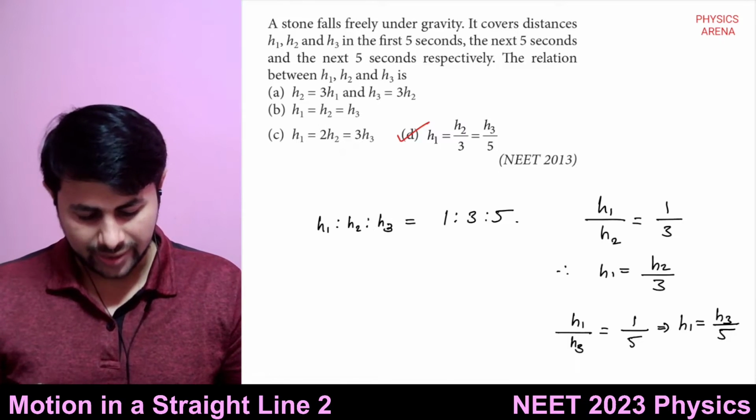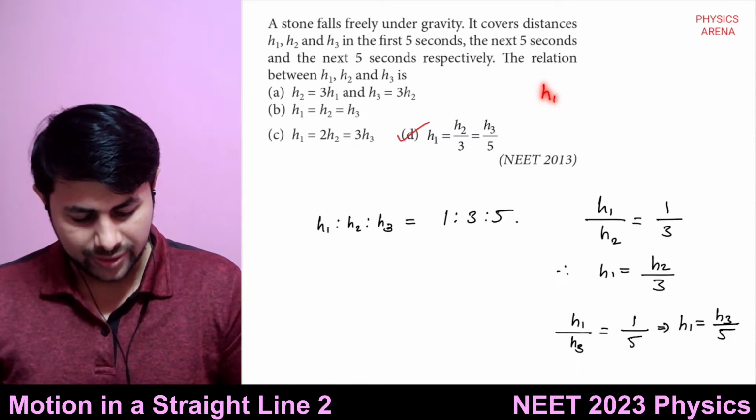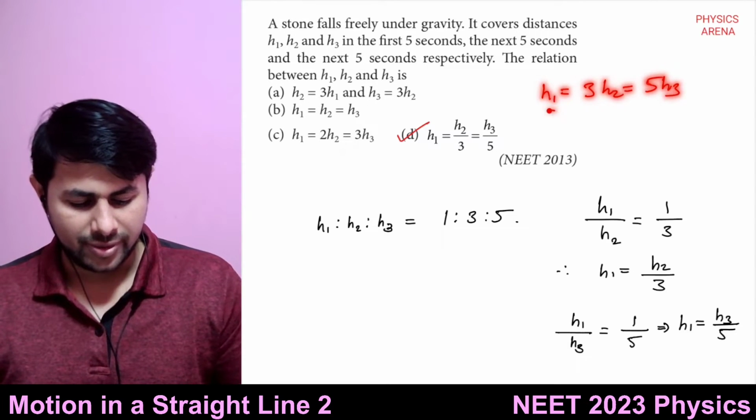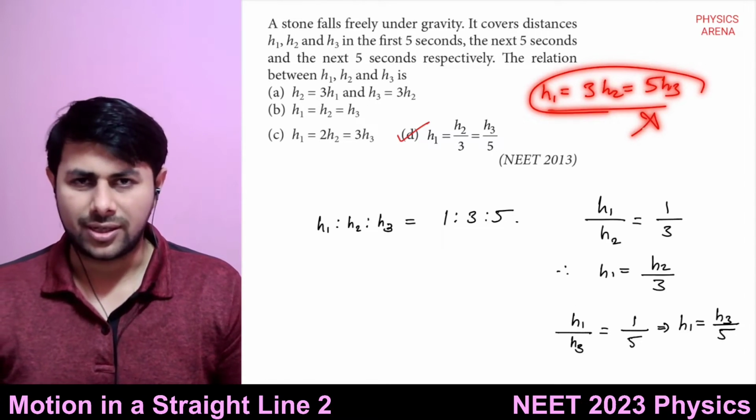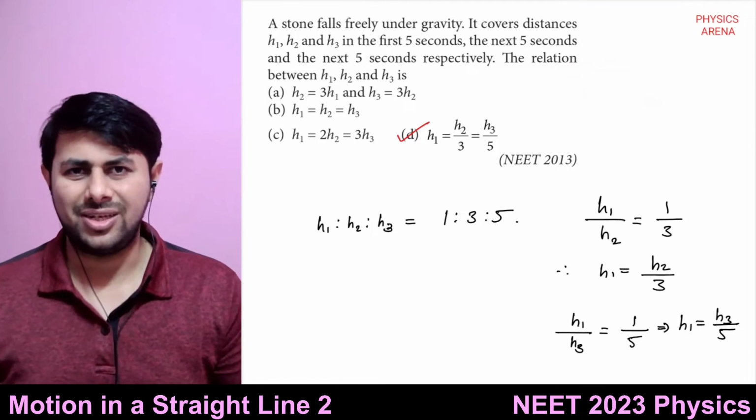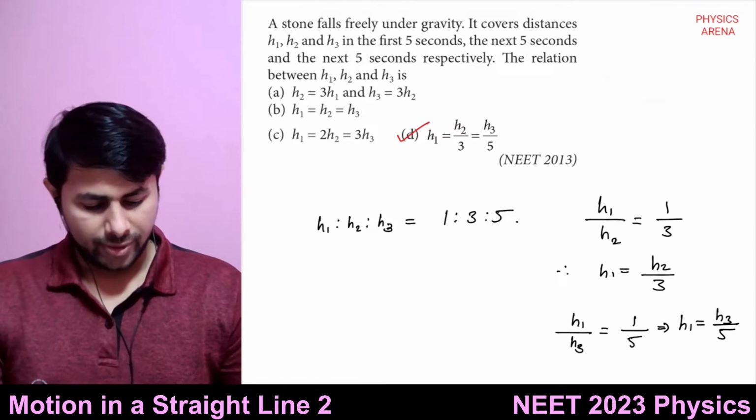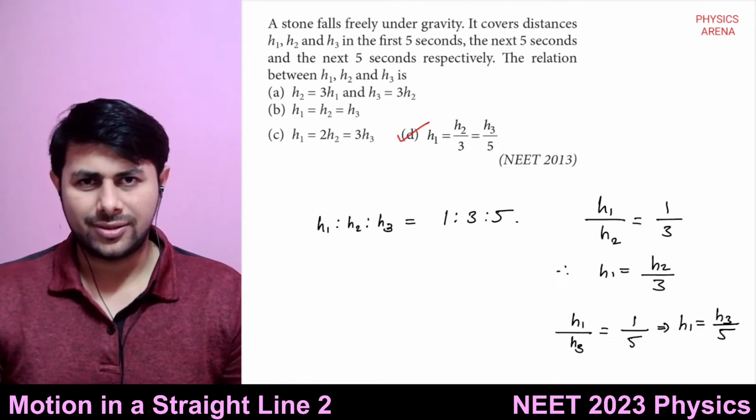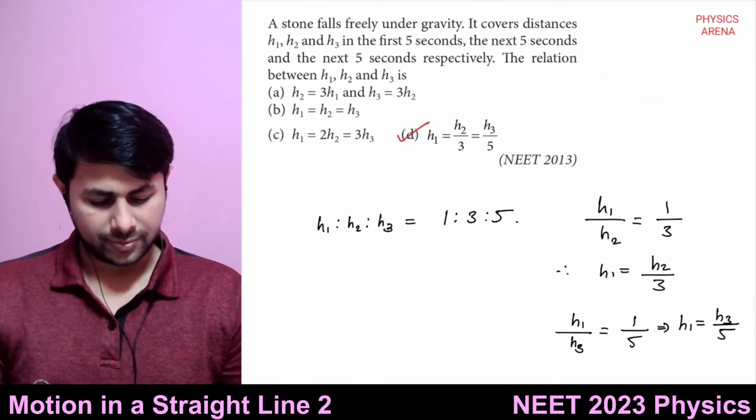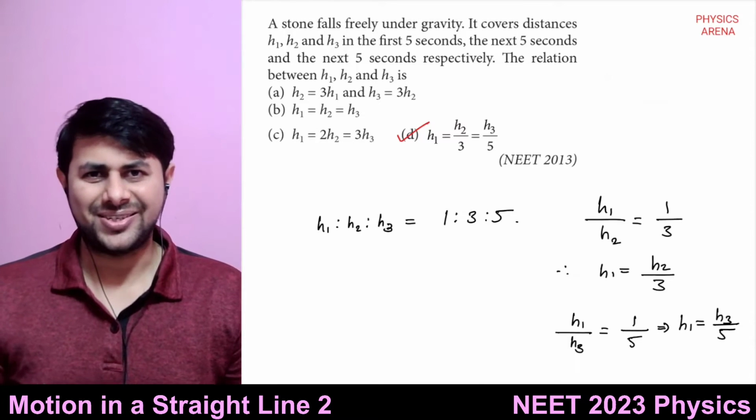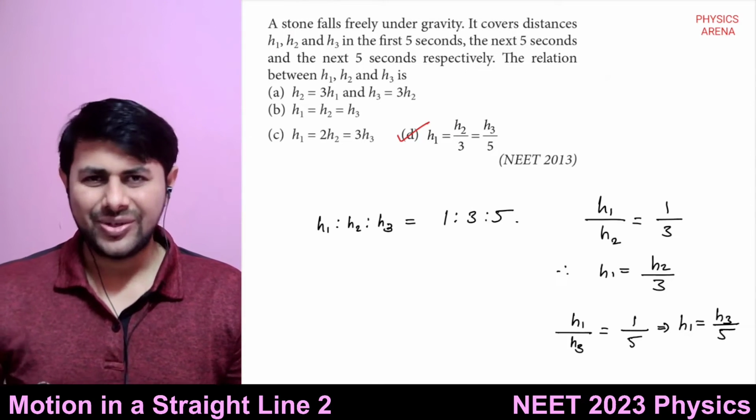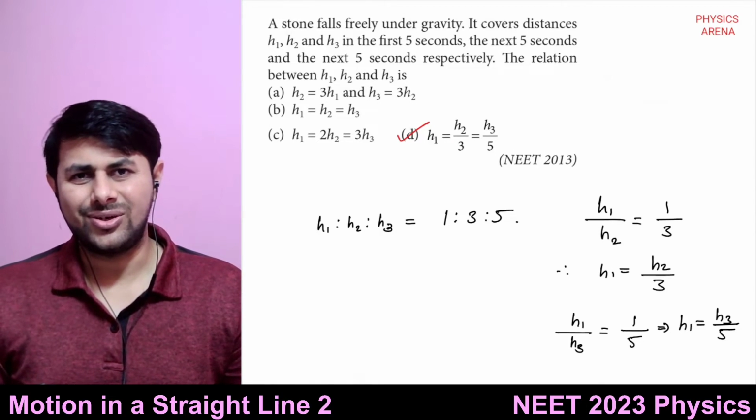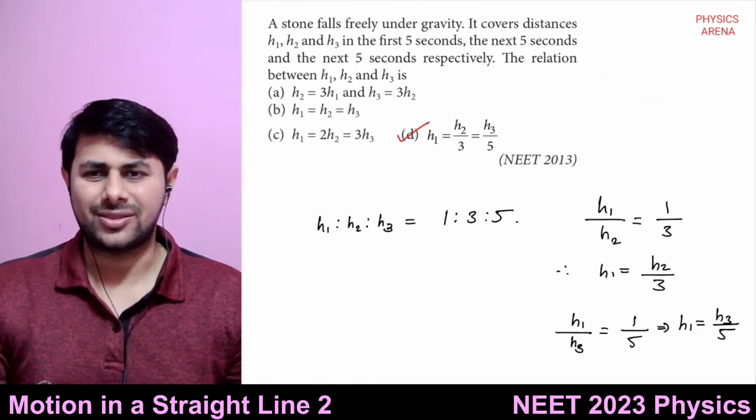if there is some option where h1 is equal to 3 times h2 is equal to 5 times h3. So this is definitely not correct. I was checking whether there is any option like that. So yes, this is simple provided you know Galileo's law of odd numbers. Otherwise it will take a lot of time to solve these kinds of questions.